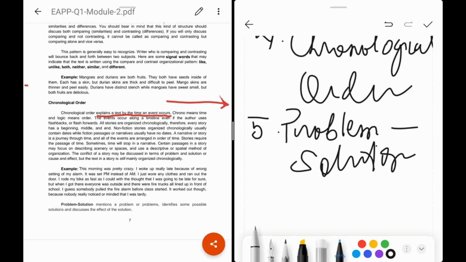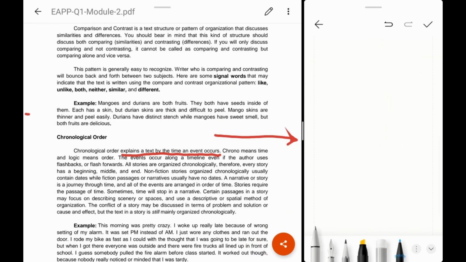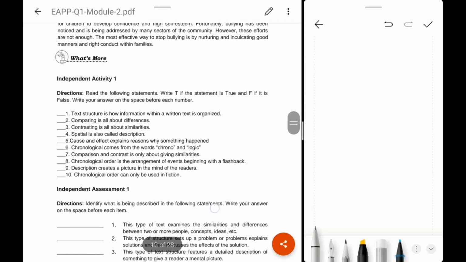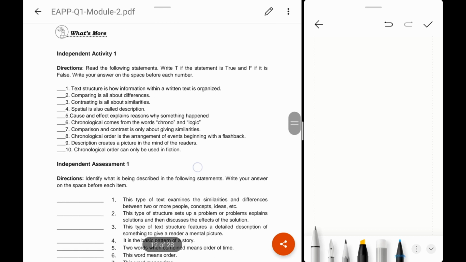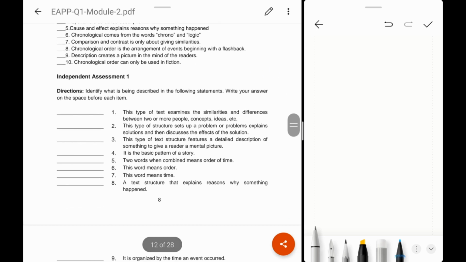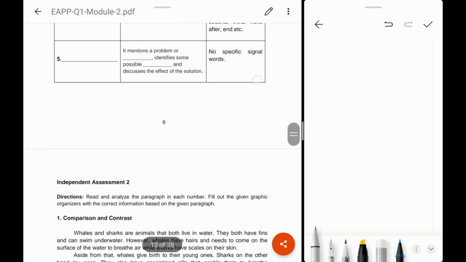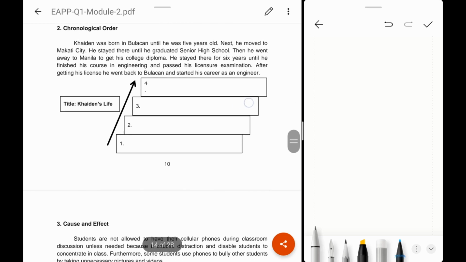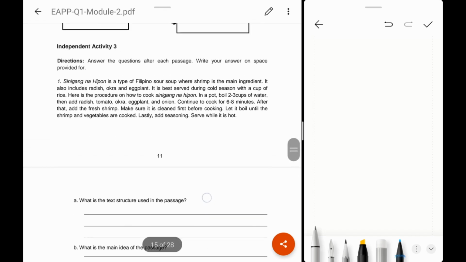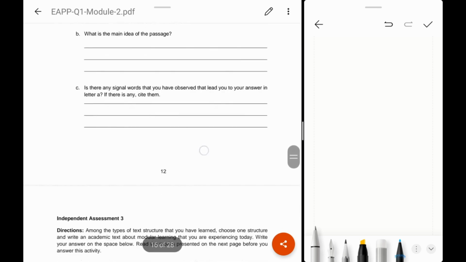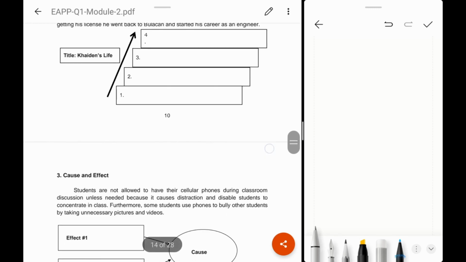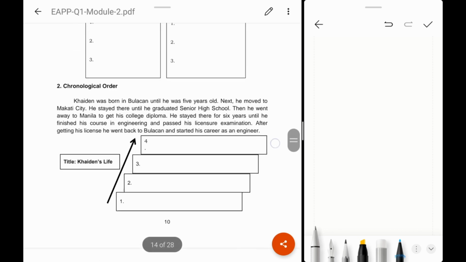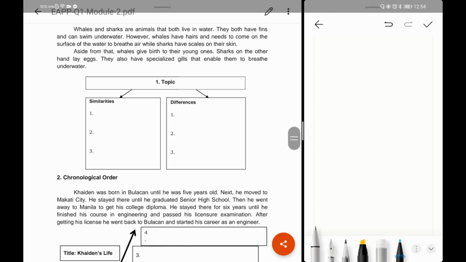Okay? I hope these are clear to you. Let's go back to our module. Okay, so I am expecting you to answer these activities in What's More. Independent activity 1, independent assessment 1, independent activity 2, independent assessment 2, and independent activity 3 and independent assessment 3. So let's discuss them one by one. So if ever there are confusions with how you will answer this, it would be easier for you.